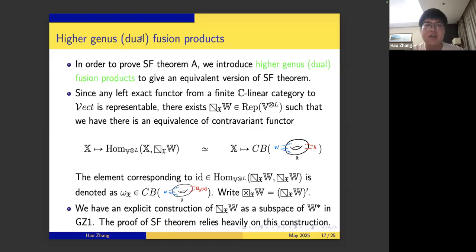Okay, in order to introduce our formulation of sewing-factorization theorem B, I introduced a notion called the higher genus dual fusion product and higher genus fusion product. This result is due to three people, but I forgot to write their names here. But this result is an algebraic result. It says any left-exact functor from a finite C-linear category to the vector space category is representable. Since our conformal block functor is left-exact, we can find a V tensor L module denoted as the dual fusion product, such that there is an equivalence of the contravariant functor here.